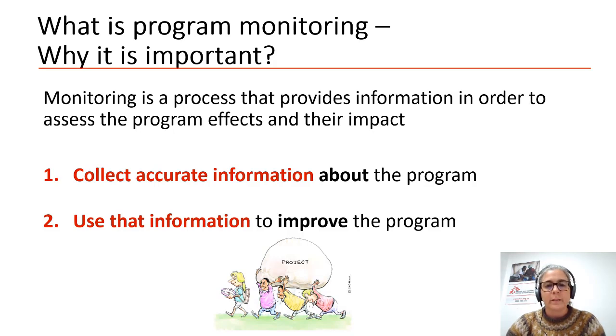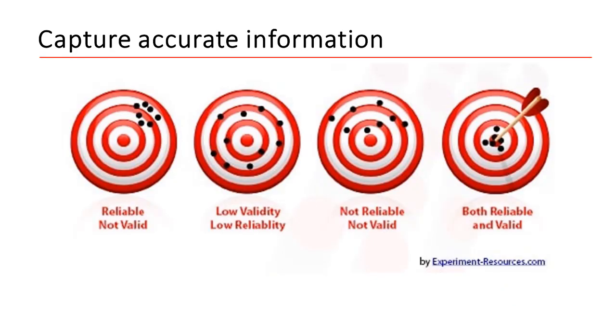To do this, we need to collect accurate information and use that information. And this needs to happen on a regular basis. We want to highlight the importance of capturing accurate information. This is important not just for program monitoring, but also for ensuring good patient care. Accuracy is comprised of two key elements, reliability and validity.